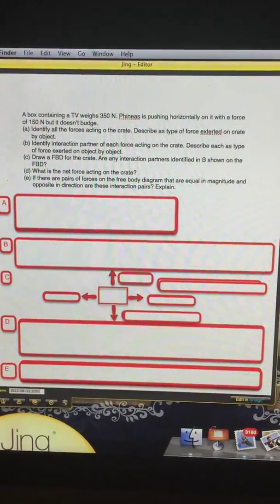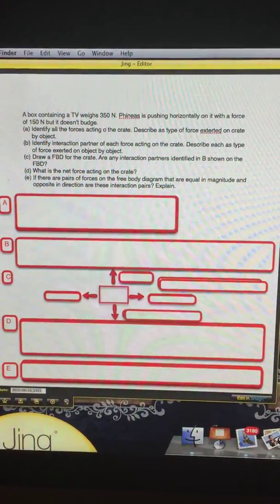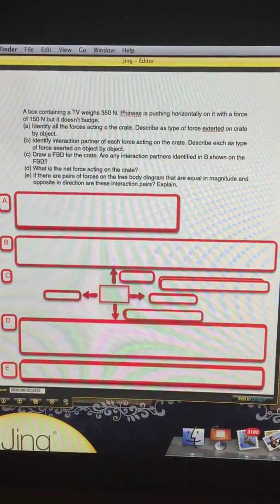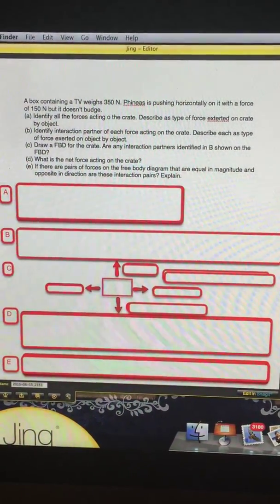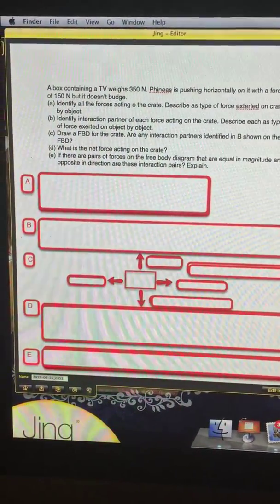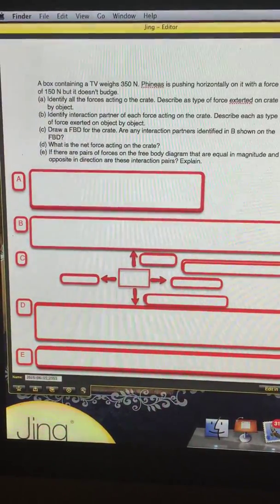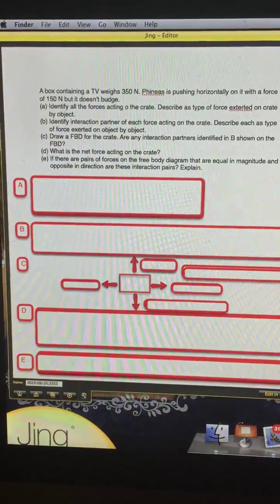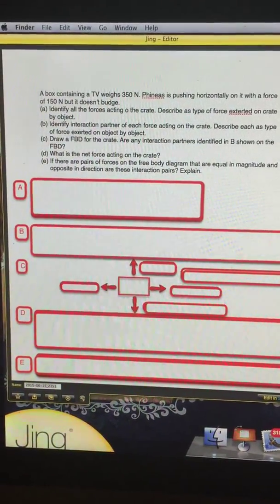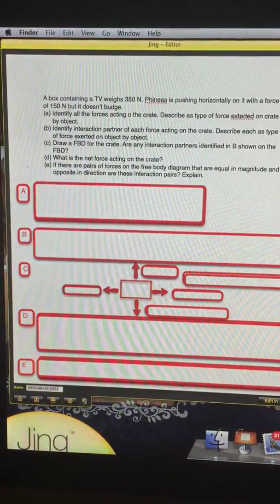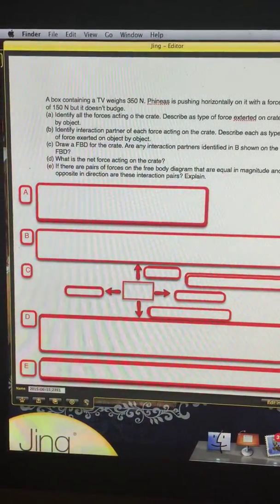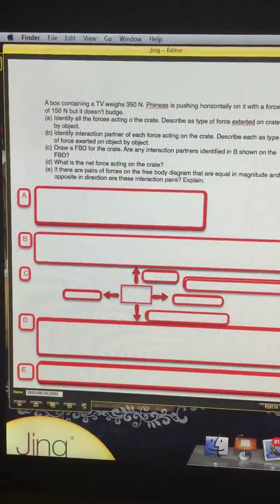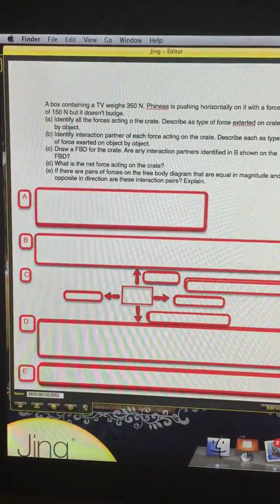This is a reassessment of the standard on forces, and this is the question that I chose. Part A wants me to identify all the forces acting on the crate, and all the forces acting on the crate are the gravitational force exerted on the crate by the Earth, the normal force exerted on the crate by the floor, the contact force exerted on the crate by Phineas, and static friction exerted on the crate by the floor.